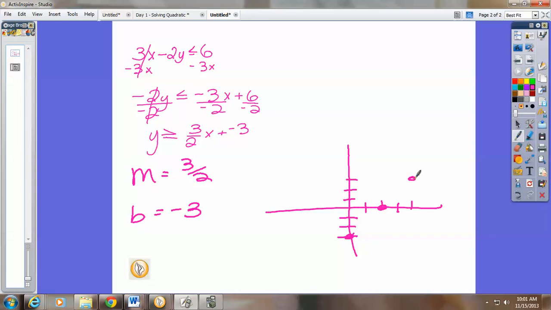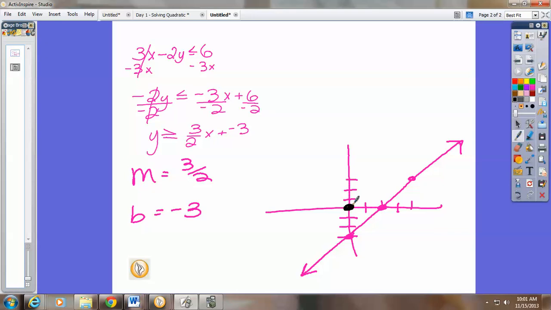This time will we use a dash or a solid line? It will be a solid line again. Are we finished? Now we have to shade. So test your ordered pair. Let's test 0, 0. Substitute for x and y.